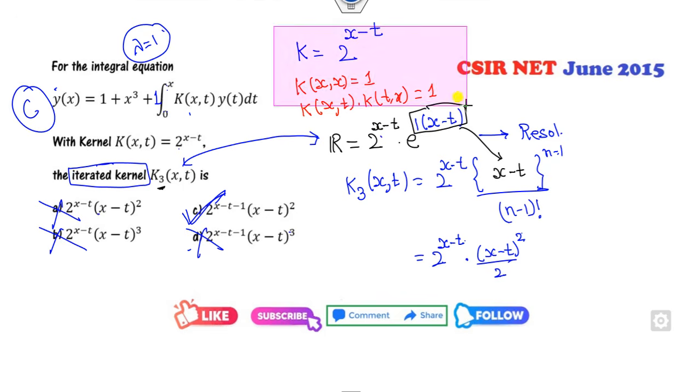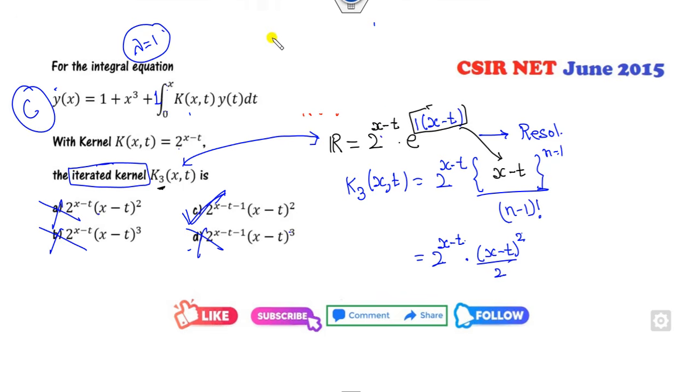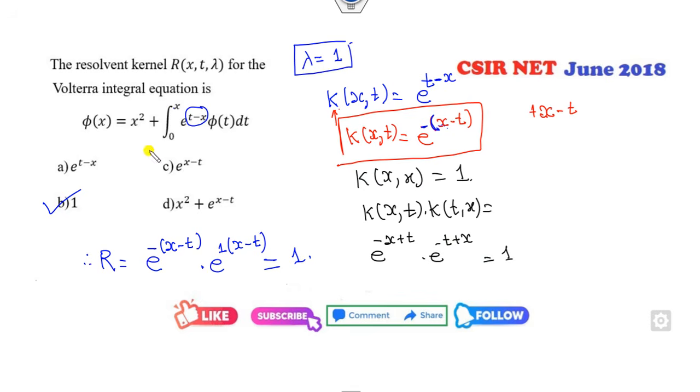Now if somebody asks you to find the K2 iterative kernel of this, whatever the expression of this, the power is x minus t to the n minus 1 over (n minus 1) factorial. If somebody asks you to find the iterative kernel of this, say for example K2, what is the expression of this resolvent kernel? It is 1. So there is a single 1, so it will also be a 1.